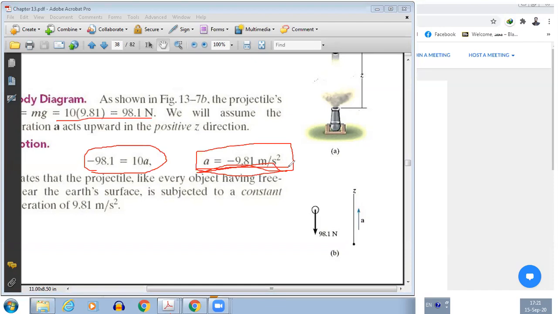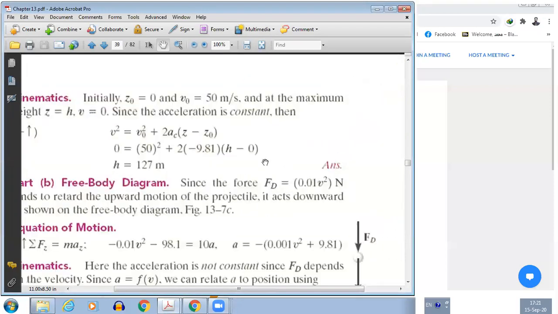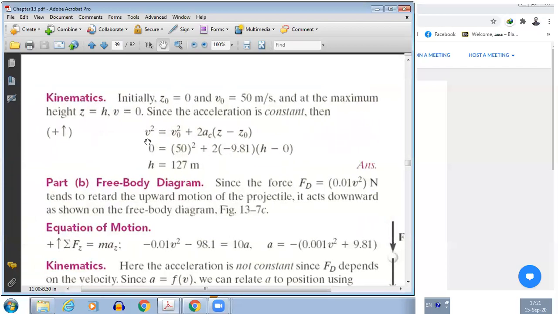So now we need to find how much is the height that it can reach. Since the acceleration is constant, we can use the equations for constant acceleration. There are three equations for constant acceleration. You have the right to choose any equation you want. Here in the book, they have used this one. I think this was the ninth equation.